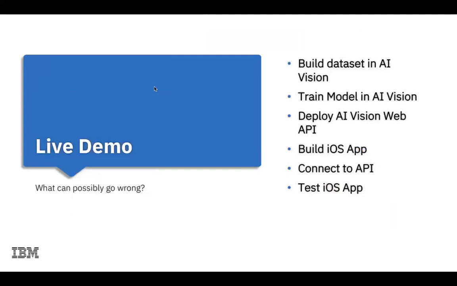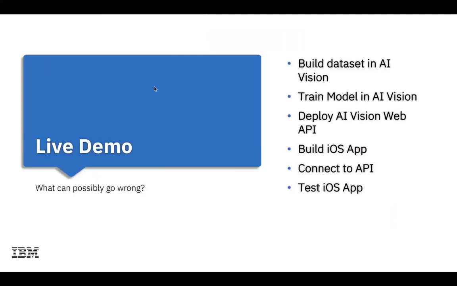That's it. On to the live demo. Let's actually show this working then. So in the next 20 minutes or so, because I'm conscious that I want to leave time for questions, we're going to build a data set in AI Vision. We're going to train that model, so we're going to build our own custom AI using this toolchain. We're then going to deploy that model as a web API. So we're going to take our trained model and deploy it as a web API.